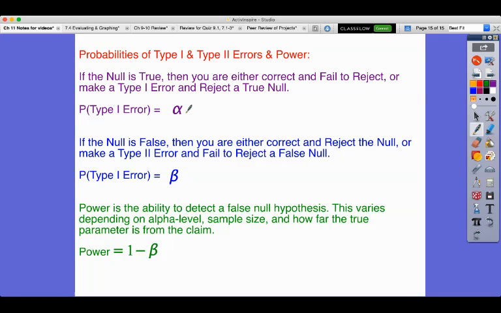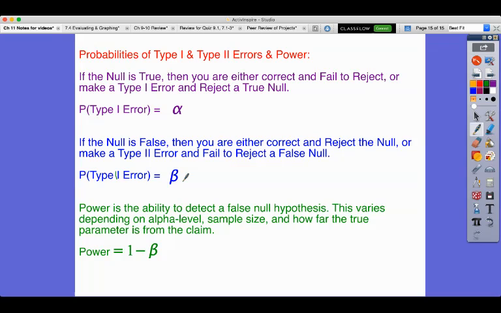And if the null is false and you fail to reject a false null, you make a type 2 error. And that probability is called beta, okay? So alpha and beta, 1 and 2. Oh, probability of type 2 error. Ugh, that was a bad typo, okay? So power is 1 minus beta. It's the ability to detect a false null hypothesis.